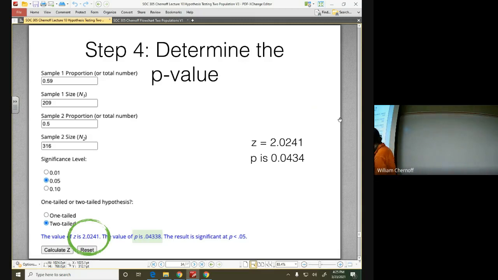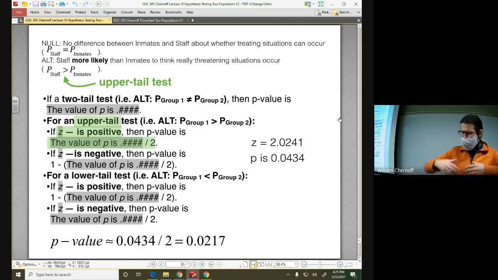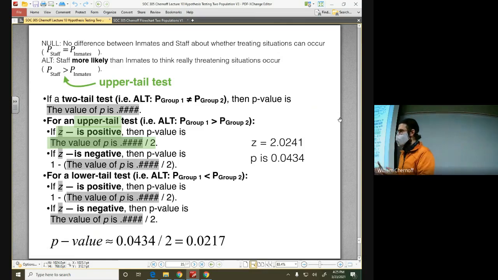So you'll get a message here in blue or red. They'll say that something called the Z value equals a number. Then they'll say that P equals some number. You want to write that down. And then you take those two values and you go to your flow chart. So we look at our alternative hypothesis. We see what kind of tailed test it's using. So here we have this claim that the proportion of staff members who think that threatening situations can occur in the facility is greater than it is among the inmates. So we have this upper tailed test.